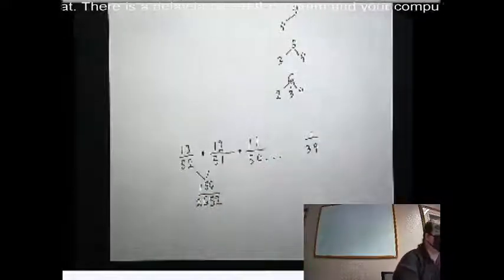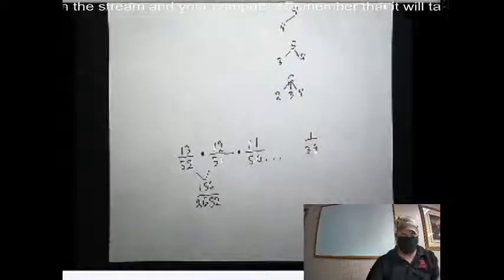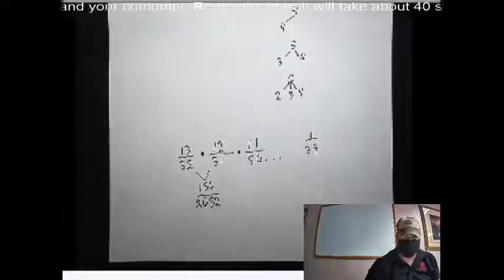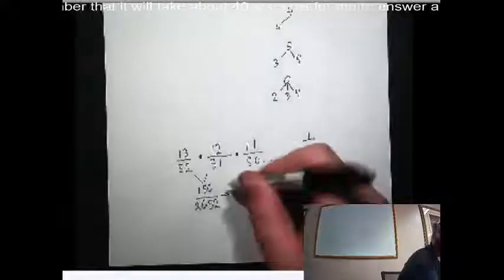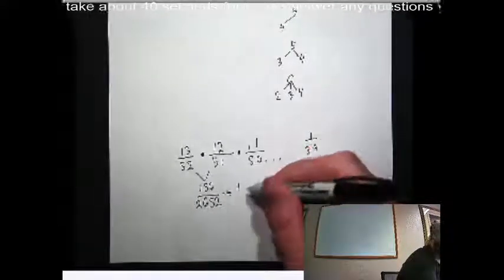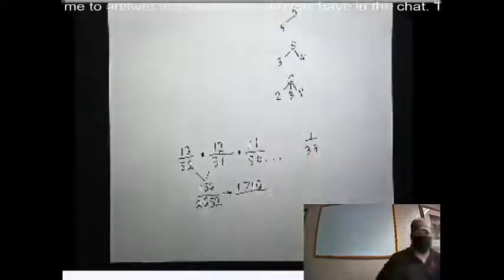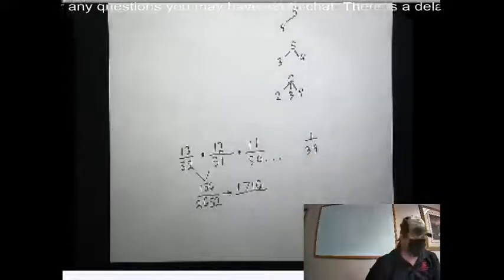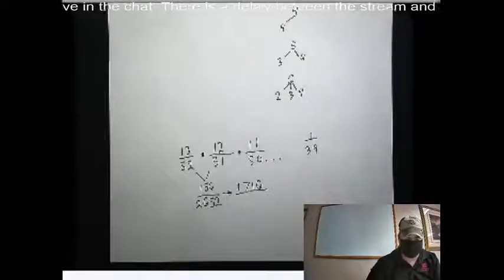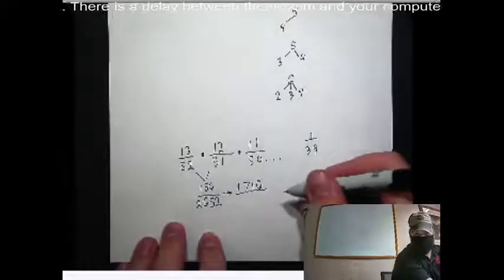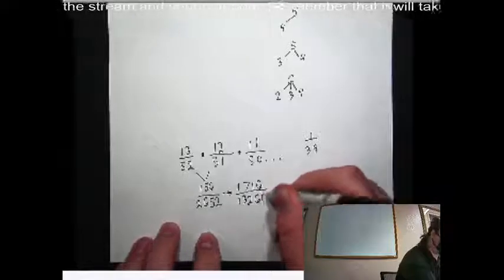If I want to do it that third time, I need to multiply this by the next one. So 11 times 156, that's 1,716 out of, oh man, this is going to be big. Let's see, 2,652 times 50. Whew. That's 132,600.